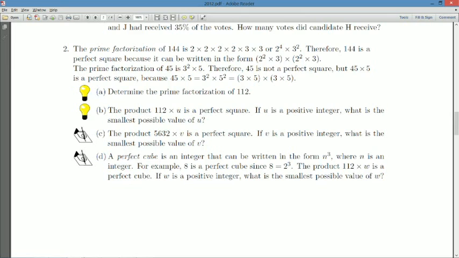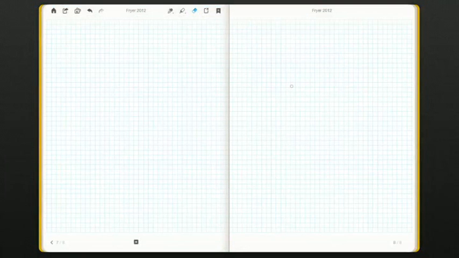So A is a light bulb question. Determine the prime factorization of 112. Okay. Well, there's not a whole lot to do. We just need to split off primes as we go. So there's not a whole lot of explanation we can write. We're just going to actually write down the values.